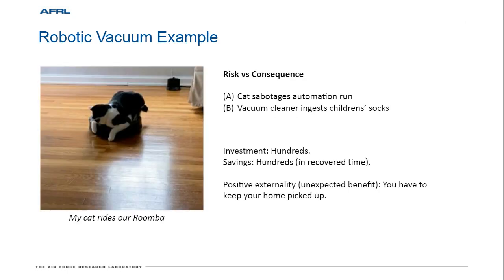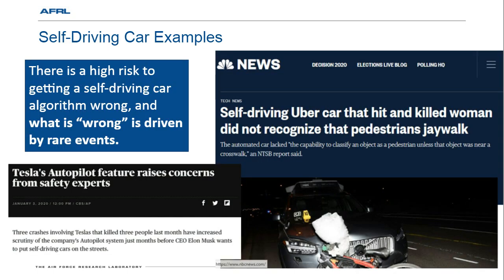So in the robotic vacuuming example, going into a little bit more detail on risk versus consequence payoff: if a cat sabotages your automation run, it's just not a big deal. Your vacuum cleaner might ingest your kid's socks, but your investment of hundreds of dollars probably saves you hundreds in recovered time. And it has this surprising positive externality that you have to keep your home picked up. In contrast, with a self-driving car, there's a high risk of getting the algorithm wrong, and what's wrong is driven by rare events and has very serious consequences.